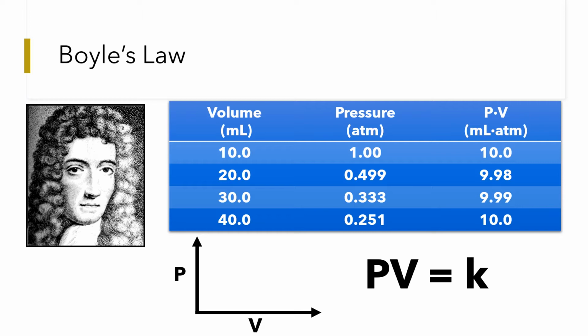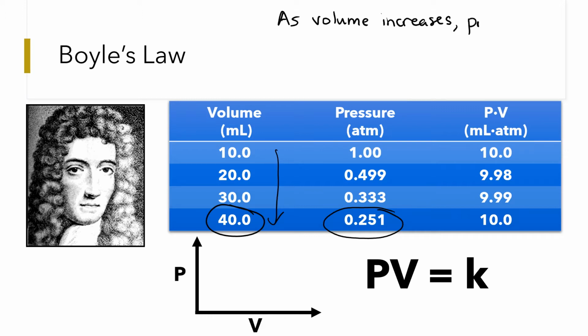I'm looking down at the trials, and as each trial progressed, it looks like he's increasing the volume. So I'm going to write up here: as volume increases, that means there is more space available. If there's more space available, what should happen to the number of collisions between gas molecules and the walls of the container? So I'm taking a look at the pressure, and when my volume increased to 40, the pressure decreased to 0.251 atmospheres. It's considerably lower, so we can say as volume increases, pressure decreases.